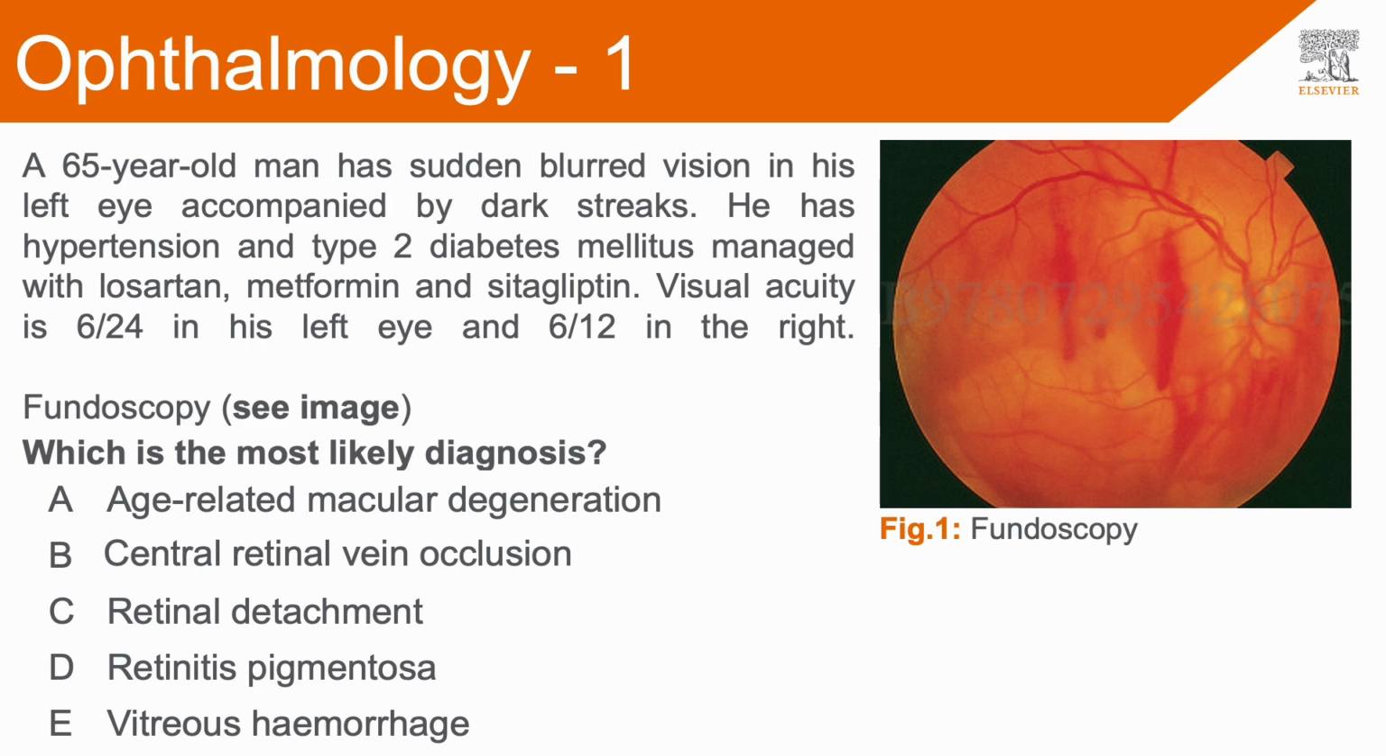Which is the most likely diagnosis? A. Age-related macular degeneration. B. Central retinal vein occlusion. C. Retinal detachment. D. Retinitis pigmentosa. Or E. Vitreous hemorrhage.